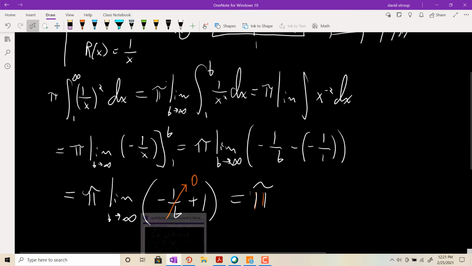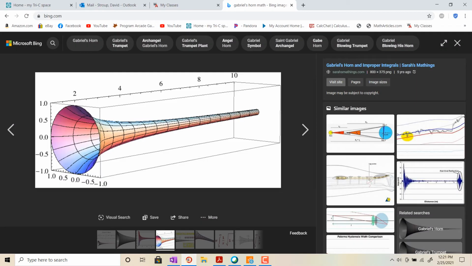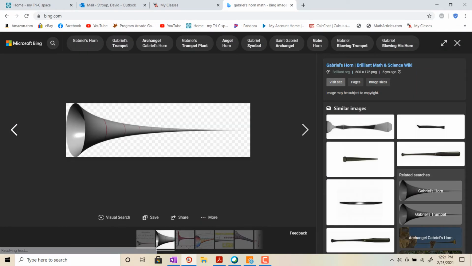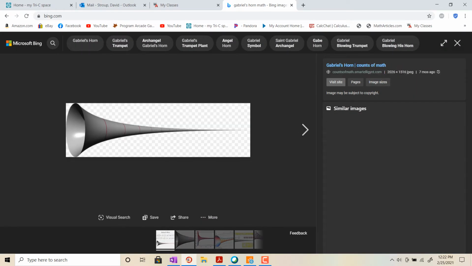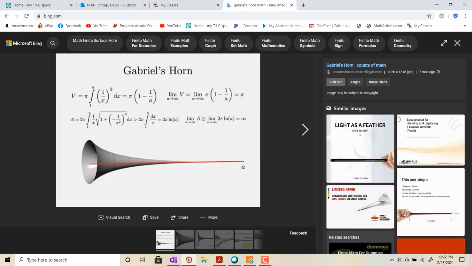It's pi. Let's see if that's what they're saying on the web there. It seemed like I saw a picture where they had the answer. I don't know. Here it is. Okay. So yeah, so they're getting pi for the volume of Gabriel's horn.